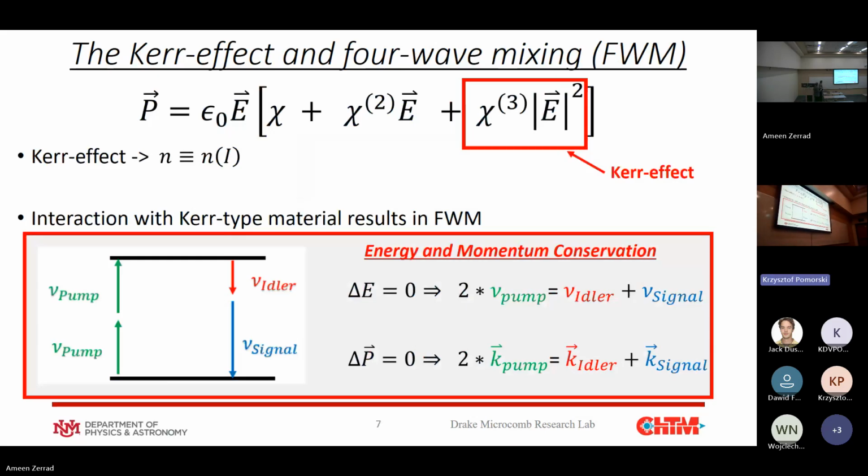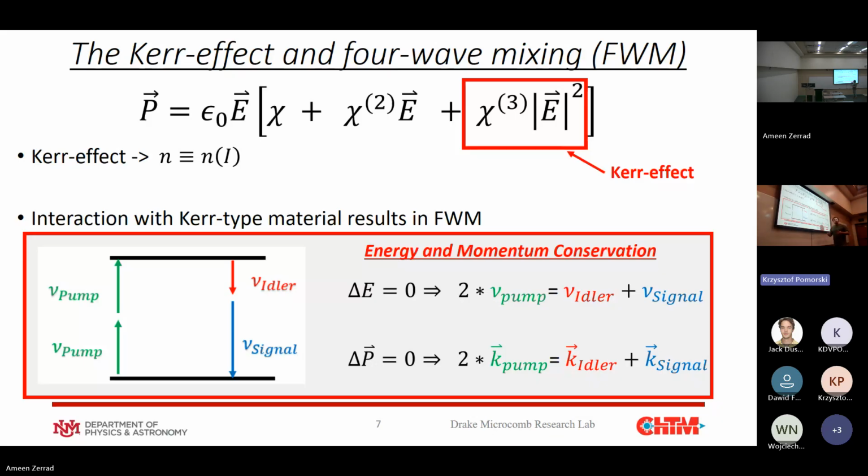Next slide. So how do we generate broadband light with these microresonators? Well, we leverage the Kerr effect. To all you guys who have PTSD from electrodynamics, this will look very familiar. This is your polarization expansion. What we're interested in is this third order nonlinearity term, which contains the Kerr effect. What the Kerr effect basically means is that your index of refraction now becomes a function of intensity. So when you have a Kerr type material and interact with it with light, you can generate four-wave mixing via the Kerr effect.